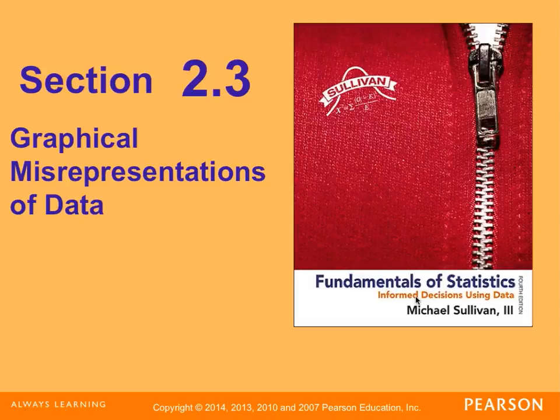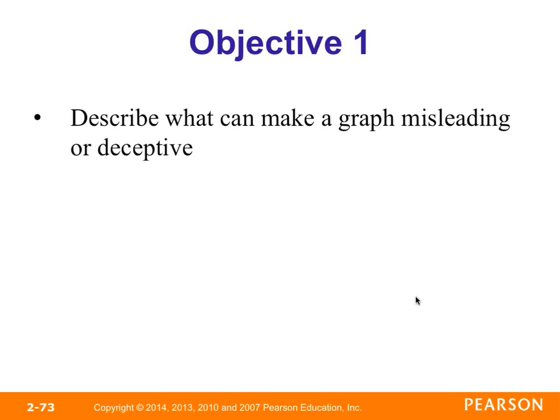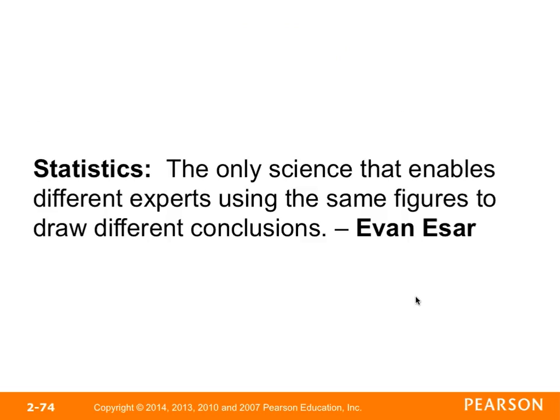Okay, section 2.3. This is an important one for understanding how graphics can be misrepresented. This is probably something you have seen before in real life, okay? So objective 1 is to be able to describe what can make a graph misleading or deceptive.